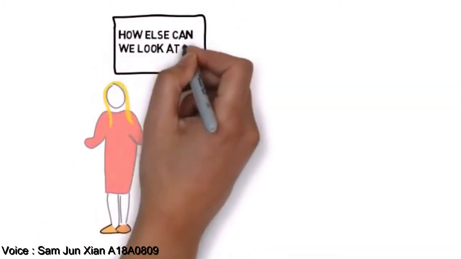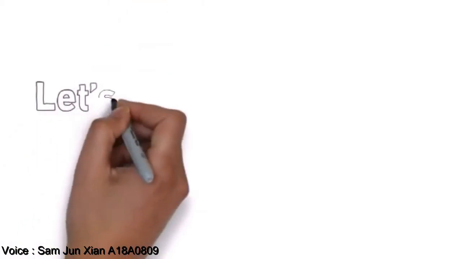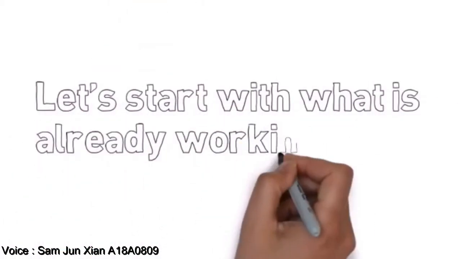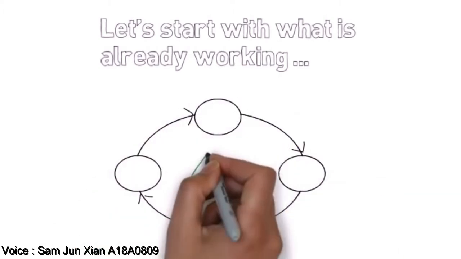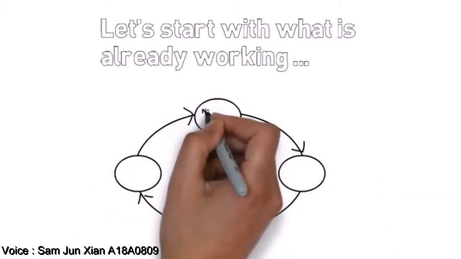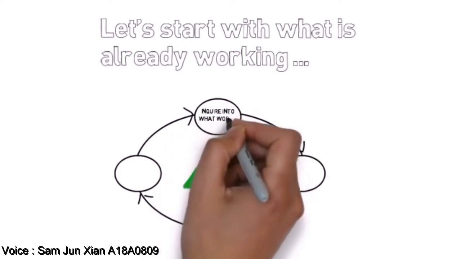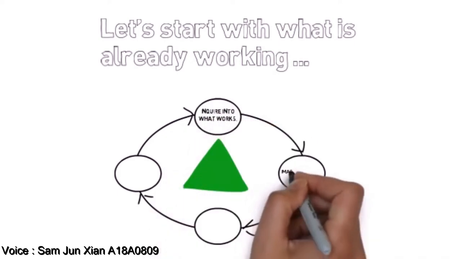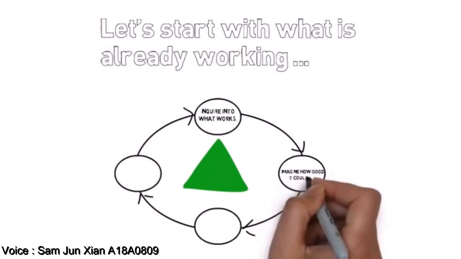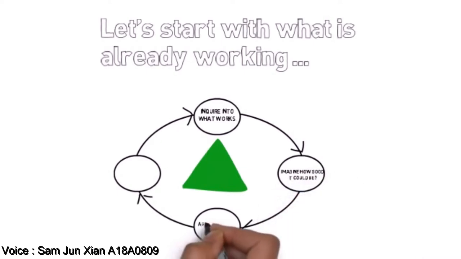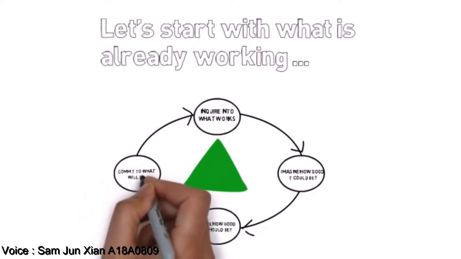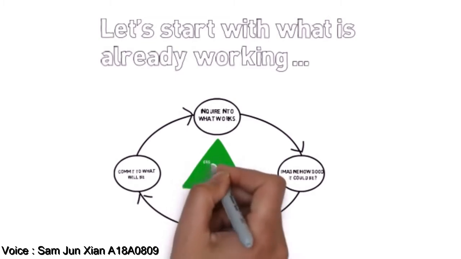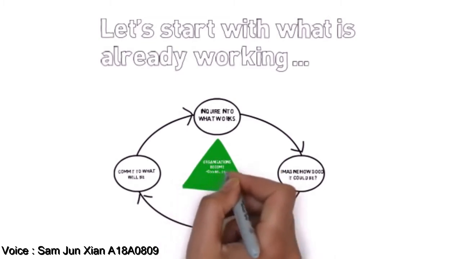How else can we look at it? So, let's start with what is already working. Inquire into what works. Imagine how good it could be. Agree how good it should be. Commit to what will be. And the organization becomes successful, rising to its mission.